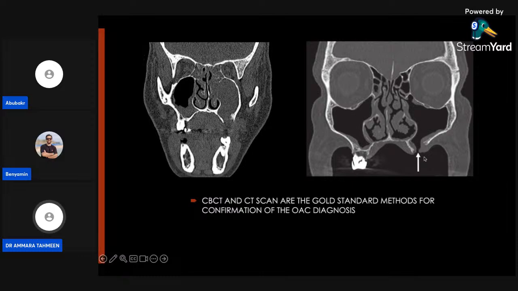So this is how you can differentiate. This is acute and this is chronic. In chronic, you will see the central radiolucency followed by thickening of the sinus membrane with the epithelialization of the tract. Whereas you can see there is no epithelialization, free bony margin. So that means this is chronic oroantral fistula.